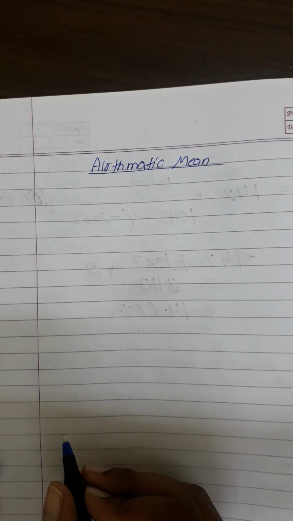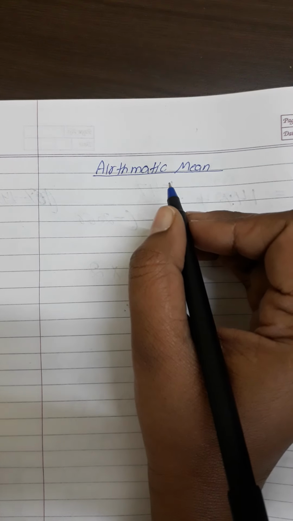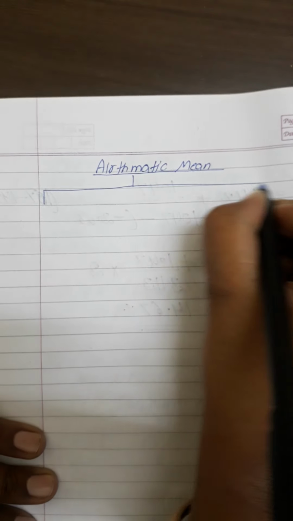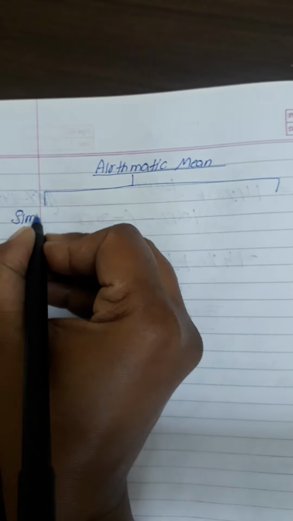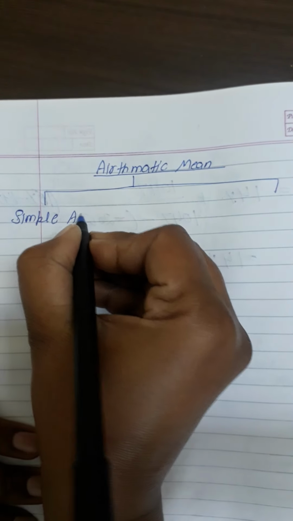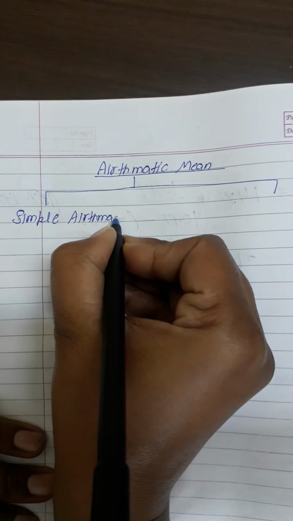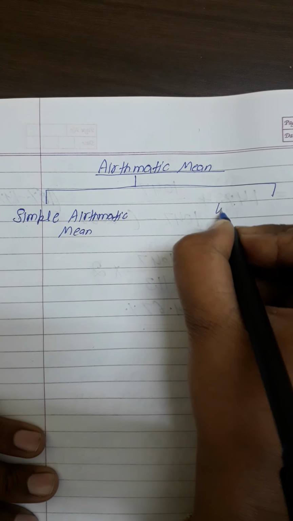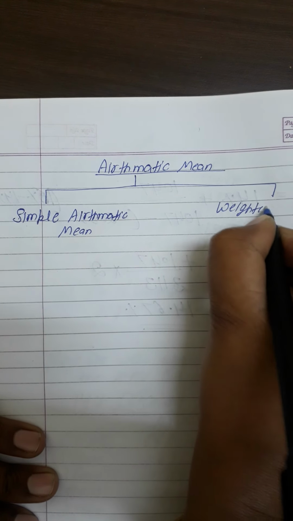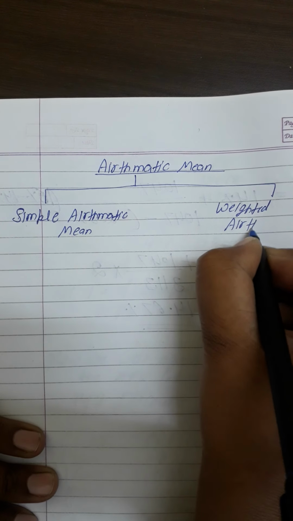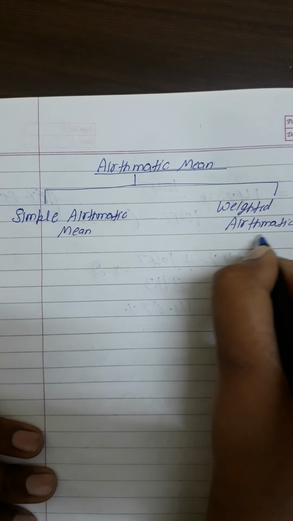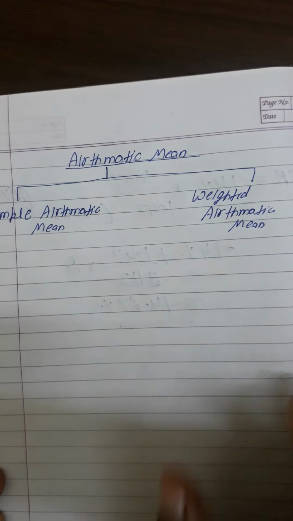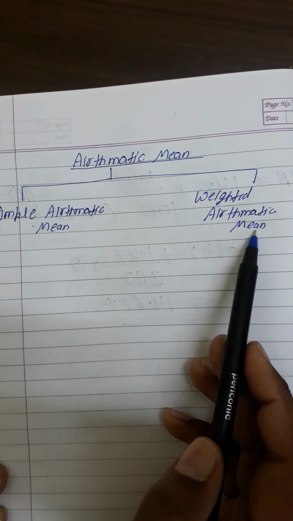First of all, we will see that there are two types of arithmetic mean. One is simple arithmetic mean and second is weighted arithmetic mean. Simple arithmetic mean and weighted arithmetic mean.